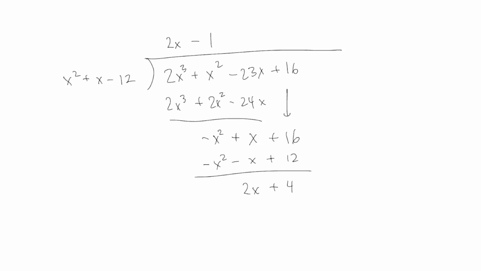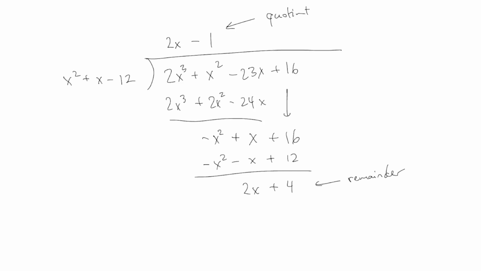All right, and this is actually the end of this long division. You don't continue here because now this term is lesser degree than what we started with here. That means we stop at this point, and that's the remainder. So this up here is called the quotient, and this down here is the remainder. All right?